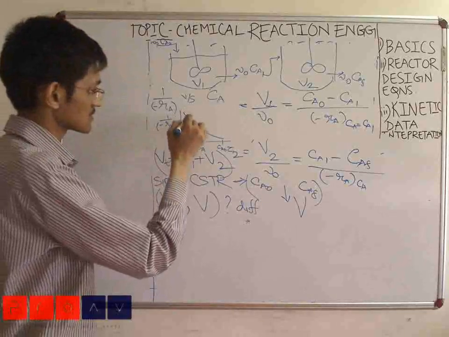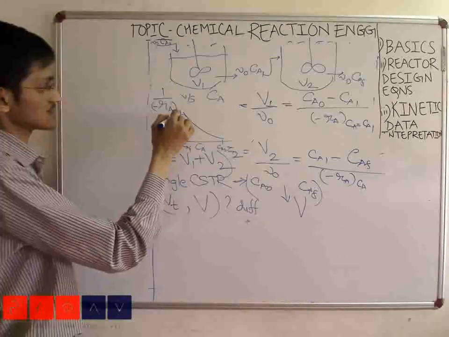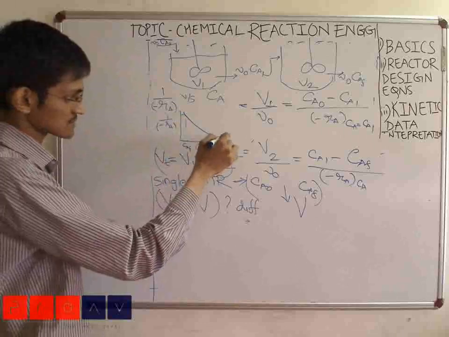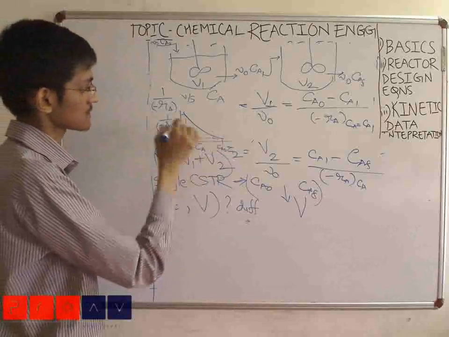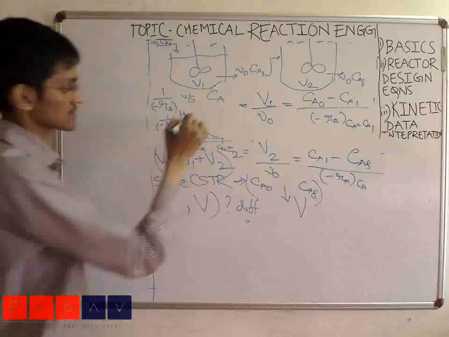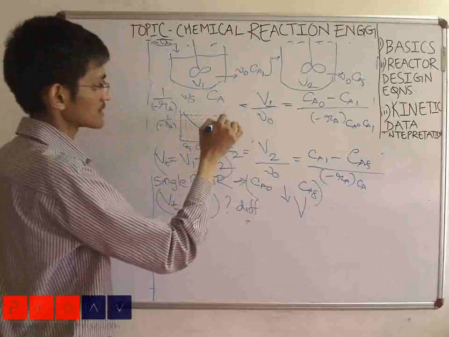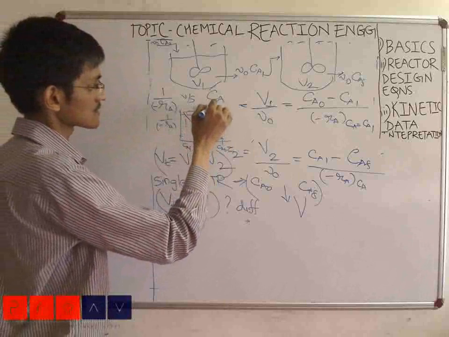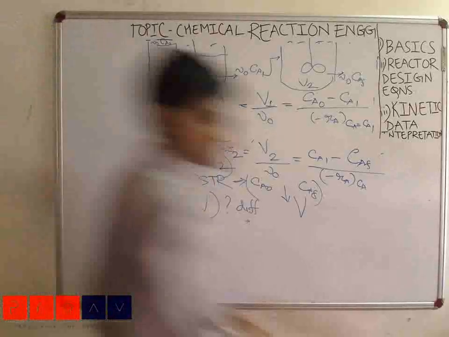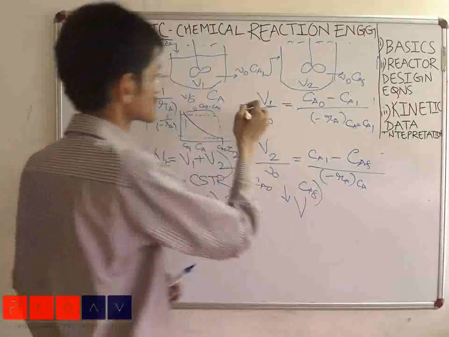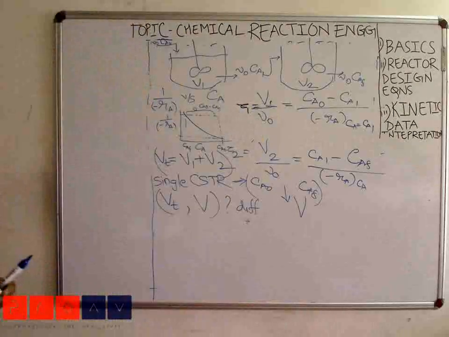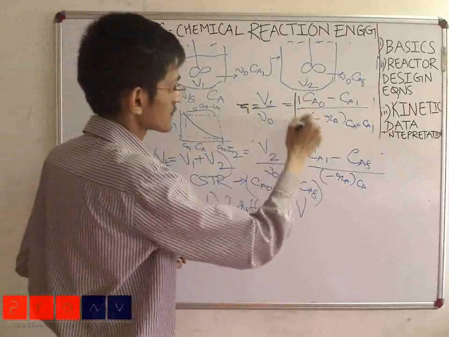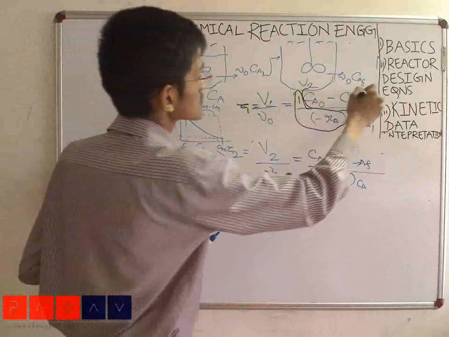This gives the term 1 upon minus RA at F, and this is the decrease in the concentration, CA naught minus CA. So if you want to see the design equation for tau 1, it is V1 by V0, which equals CA naught minus CA1 over minus RA. So what we have is nothing but this term and another term.